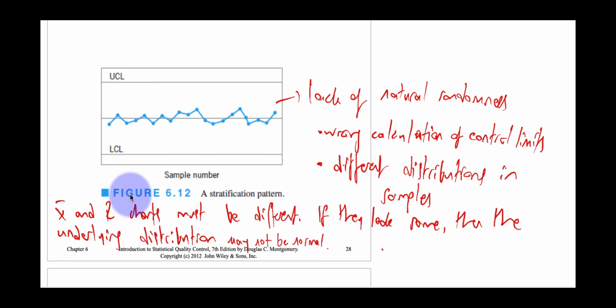The final note: X-bar and R charts must be different, but if they look the same, then the underlying distribution may not be normal, because if it is normal, they must be independent from each other. Range chart and X-bar control chart must be independent from each other. If the underlying distribution is normal, they must be independent. Okay.